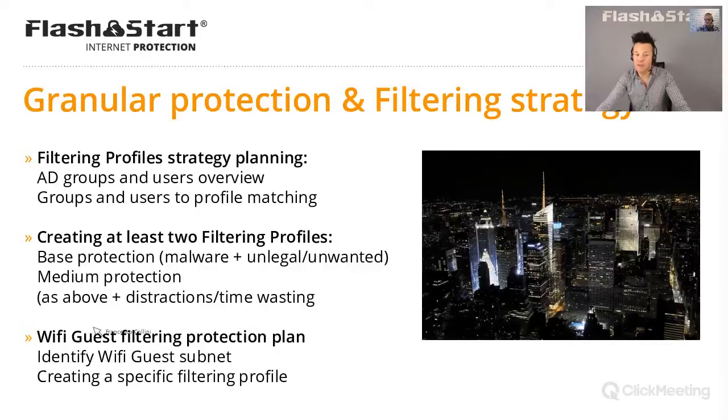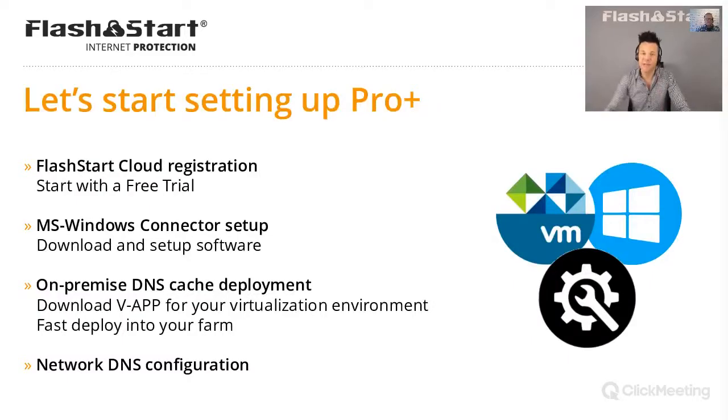Then we should have the Wi-Fi guest filtering protection plan. Consider that every company nowadays, and especially schools and governments, usually have a Wi-Fi guest LAN. The Wi-Fi guest LAN can't be authenticated towards Active Directory because we are talking about guest users. So in this case, we will be helped by the granular per-IP-address and per-subnet filtering facilities. Let's discuss now in detail.